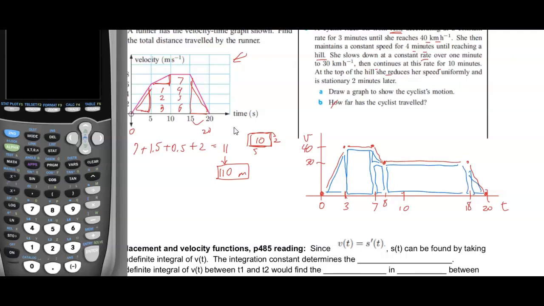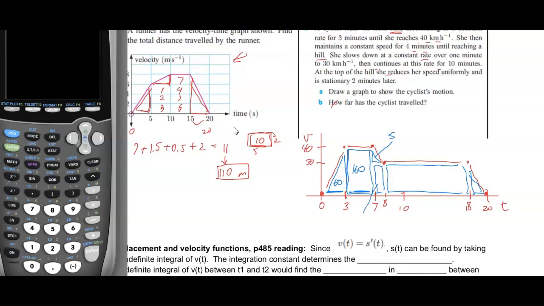Okay, so if we're going to figure out how far the cyclist has traveled, for this triangle here, it is 3 wide and 40 tall, so 120, but it's half of 120, so it'd be 60, right? This one here is 4 wide and 40 tall, so that's 160. And then this little triangle here is 10 tall and 1 wide divided by 2. So it would be 5.